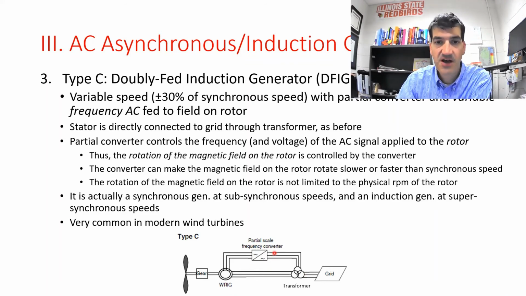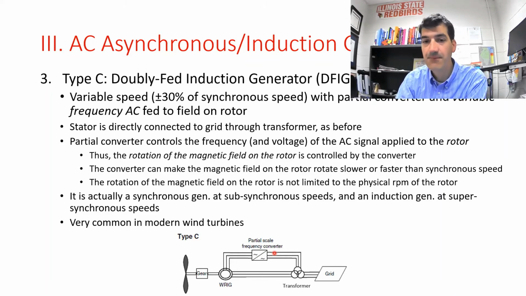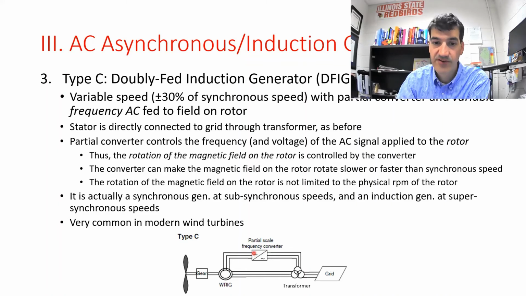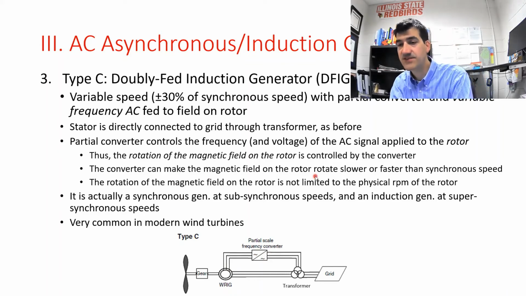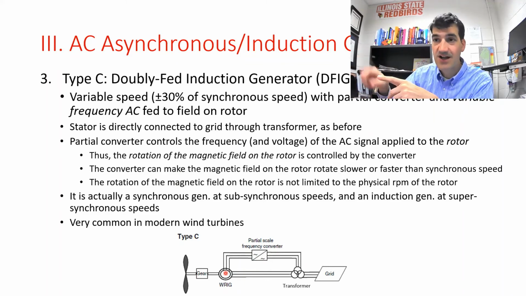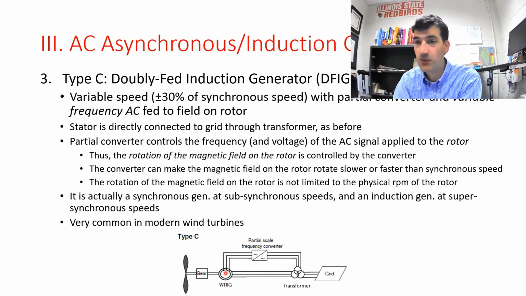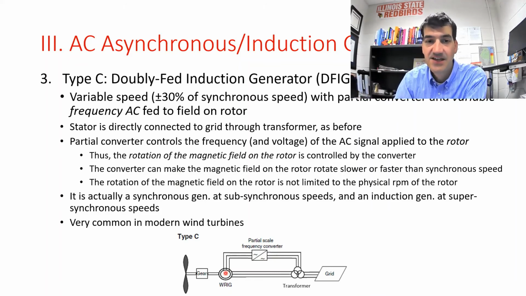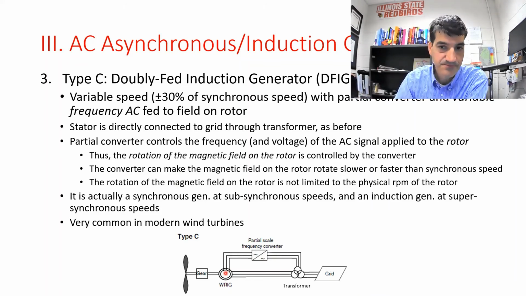So the rotation of the magnetic field on the rotor is controlled by the converter, and it does that by applying a variable frequency AC to the rotor. The converter can make the magnetic field on the rotor rotate slower or faster than the synchronous speed. It can do that by changing the frequency of the AC voltage that is applied to the rotor. So it can actually make the magnetic field rotate clockwise or counterclockwise, whatever it needs to do. It can apply whatever frequency AC it needs to apply to the rotor.